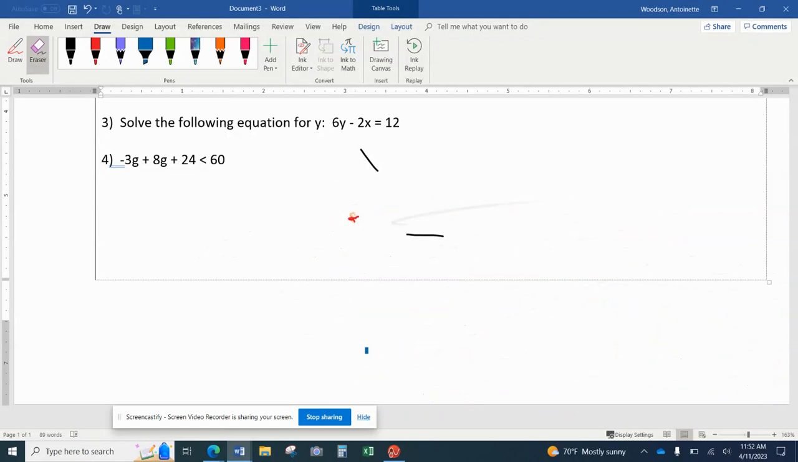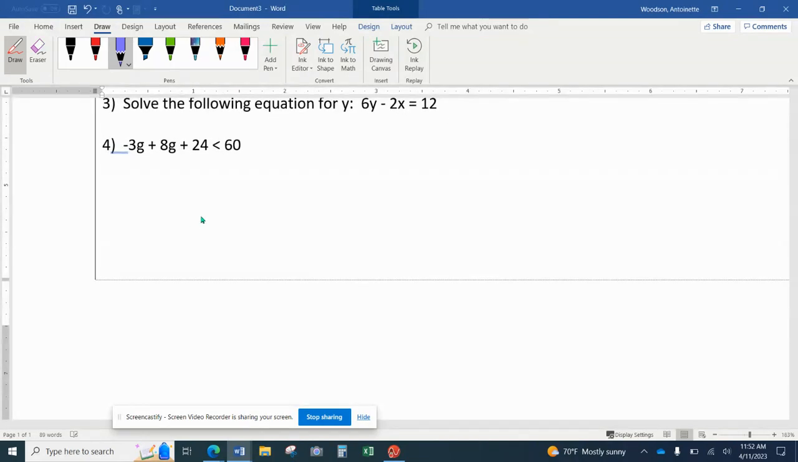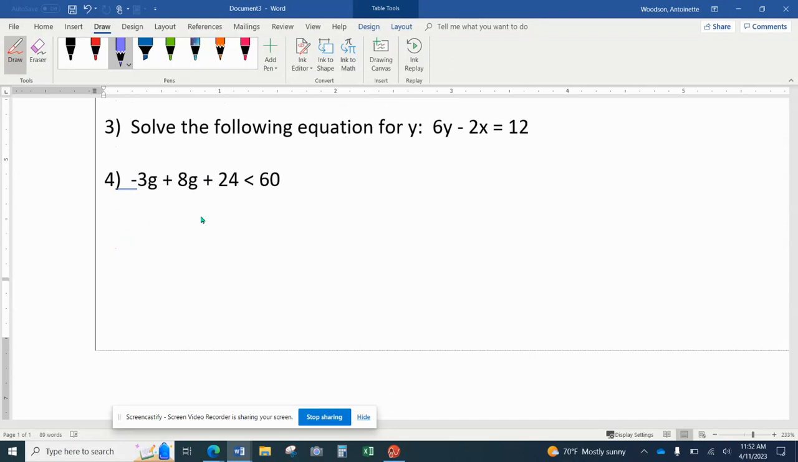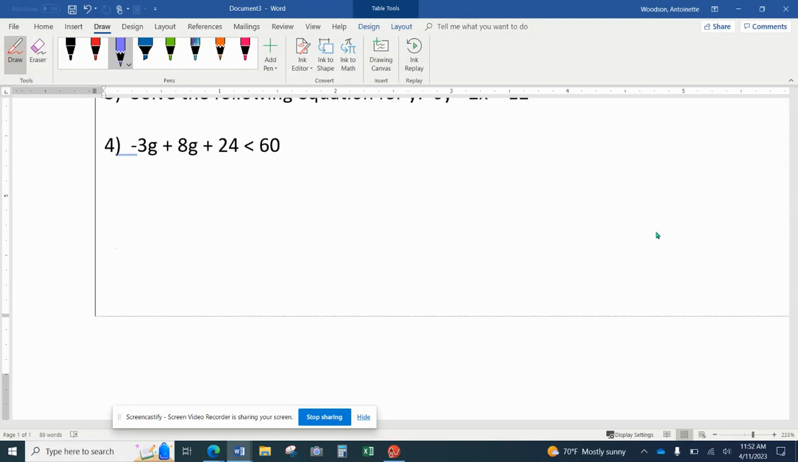All right, last one. Okay, the last one, number 4. For number 4, I need to solve for g. Make this a little bit bigger so I can write it a little bigger. Okay, so I notice I have 2 terms with the same variable. So before I start moving stuff, I've got to combine those 2.